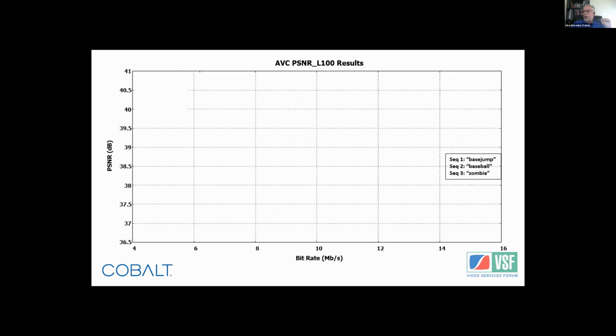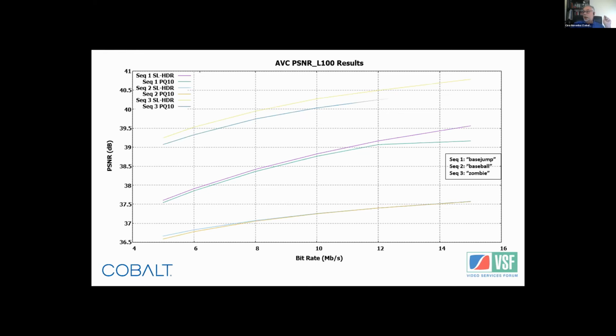So L100 results, the other measure. So let's start with the base jump. It gives us that. And it's better than just PQ10. So again, we can expect a bit rate improvement here. Now the baseball sequence is over here with the other one, the PQ at a little bit lower. So we can just expect an improvement. And you can see here the zombie sequence and a big improvement over PQ10.